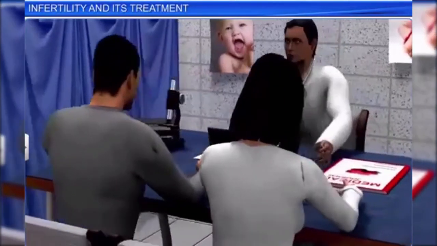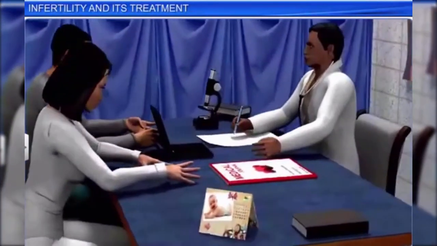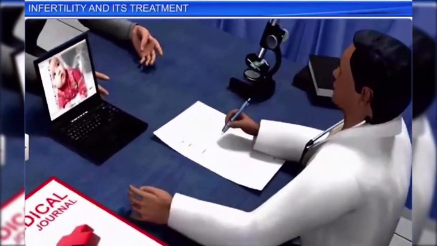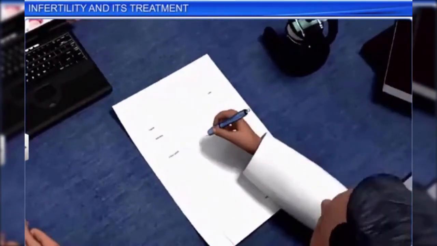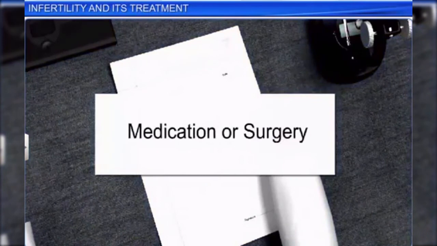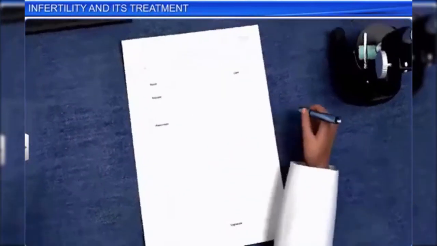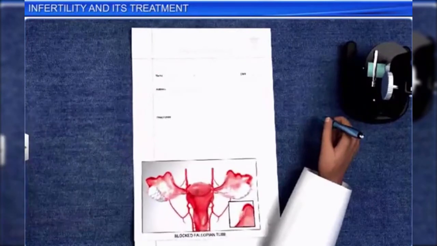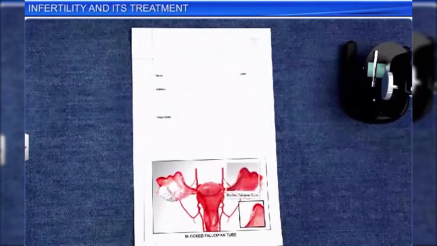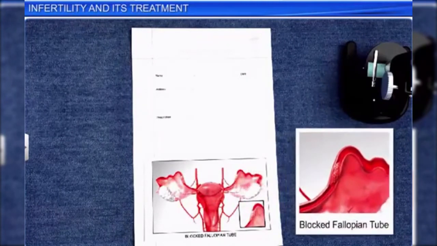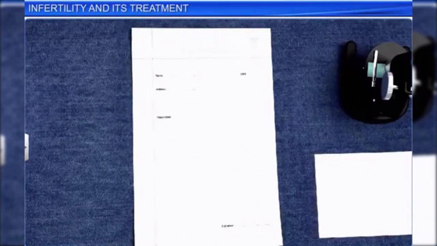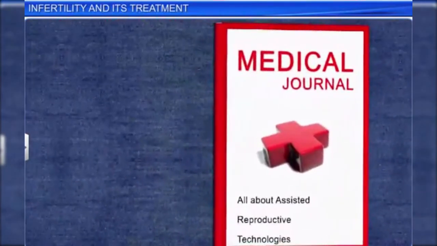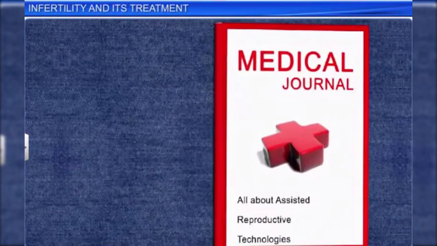To treat infertility, couples are often advised to visit infertility clinics, where the doctors evaluate both partners to pinpoint the causes of infertility. Based on the results, the doctors may then suggest medication or surgery. For instance, if a blocked fallopian tube is preventing the woman from conceiving, then the doctor will suggest surgery to unblock it. However, when surgeries or medications fail, doctors may suggest assisted reproductive technologies or ART.